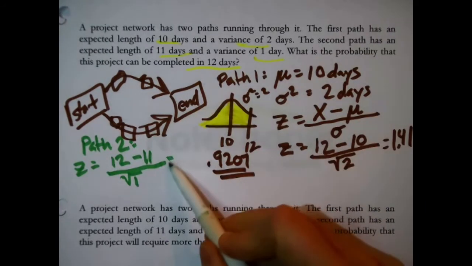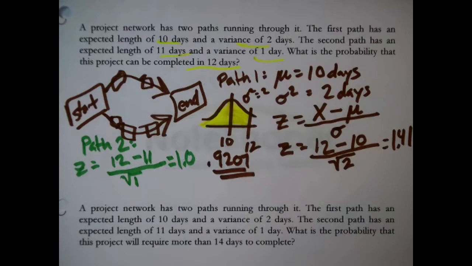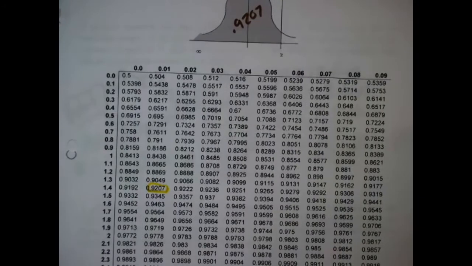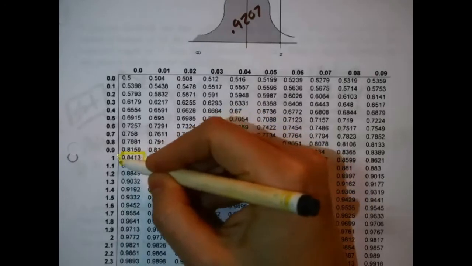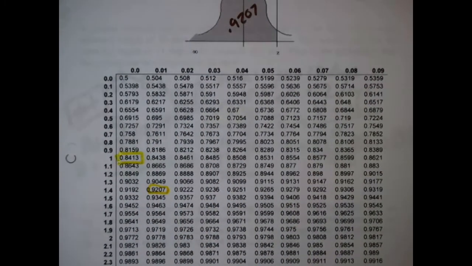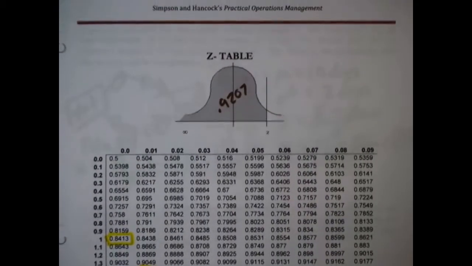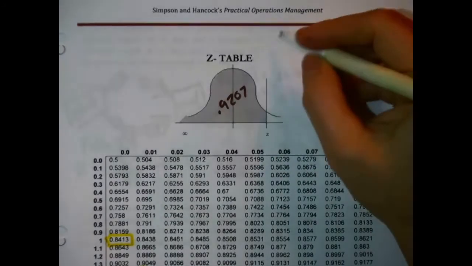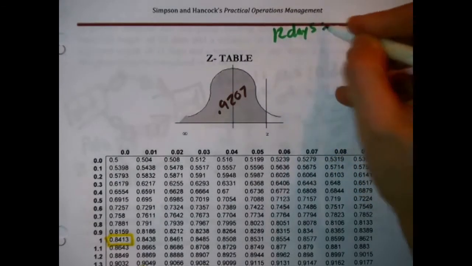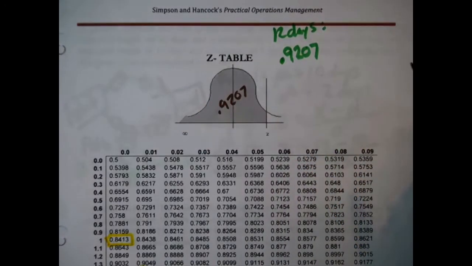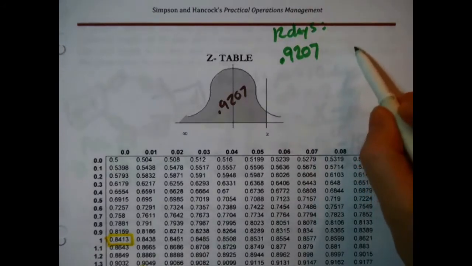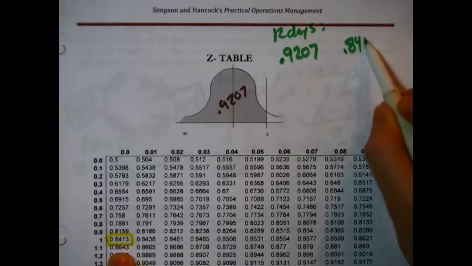Oh, so I get a z-score of 1. 1 divided by 1, 1 even for path 2. Not a problem. Can look that up on the table. 1 even is right there on the table. Oh, and it says 0.8413. What this means is, for this problem concerning 12 days, for the first path, that's the chance that you'll be done in 12 days, 0.9207. The second path, this is the chance, 0.8413.